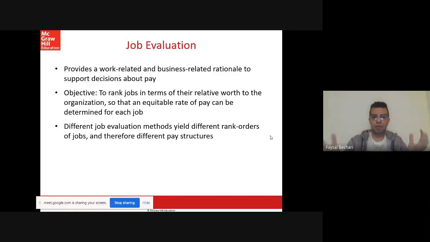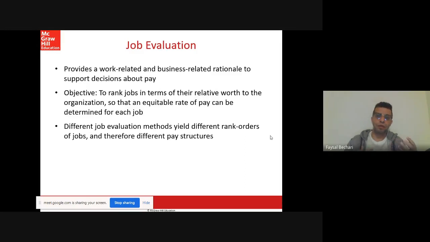So you need to calculate all these and see, is it worth it to hire that person? Will he be producing more than that for the company? The different job evaluation methods yield a different rank order of jobs, and therefore a different pay structure. So there are different ways of doing evaluation.